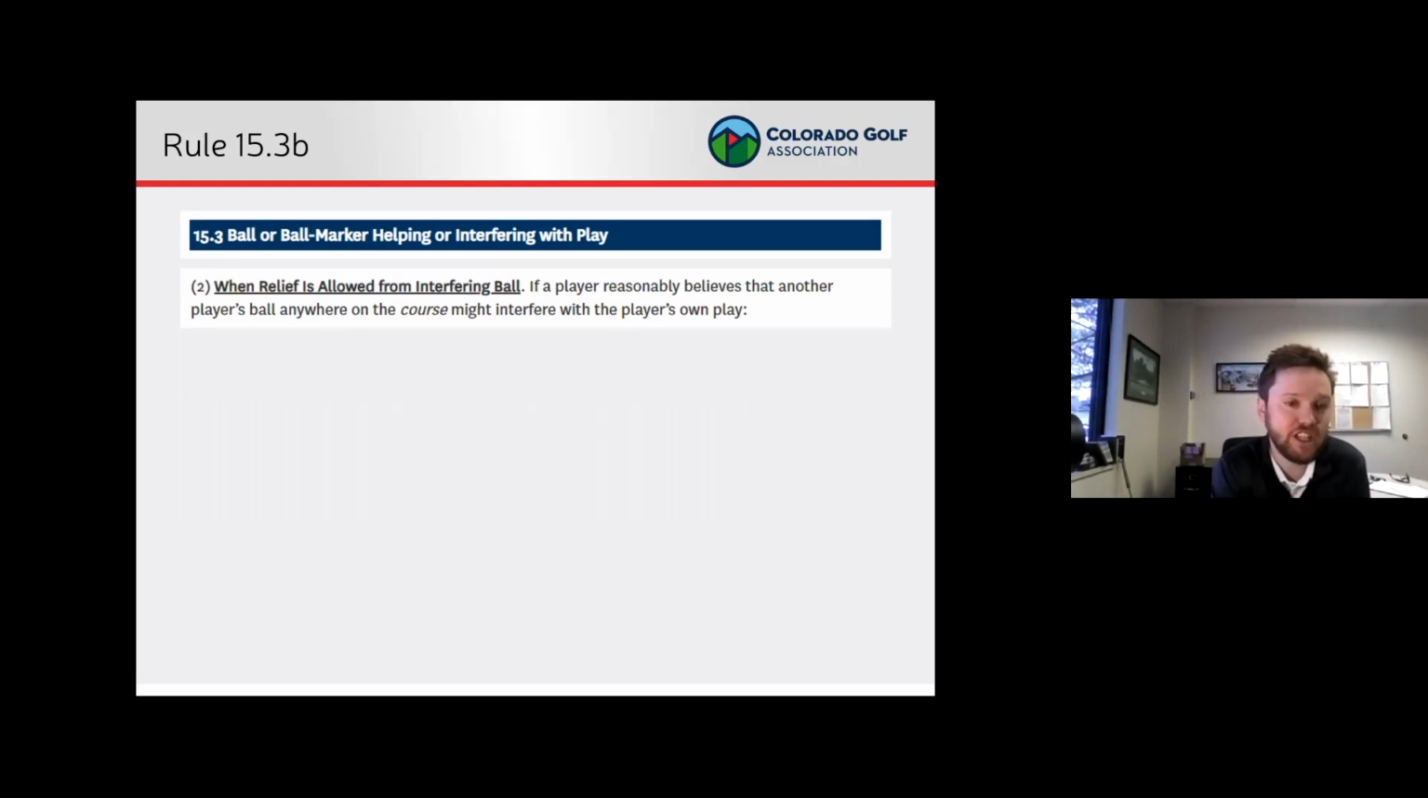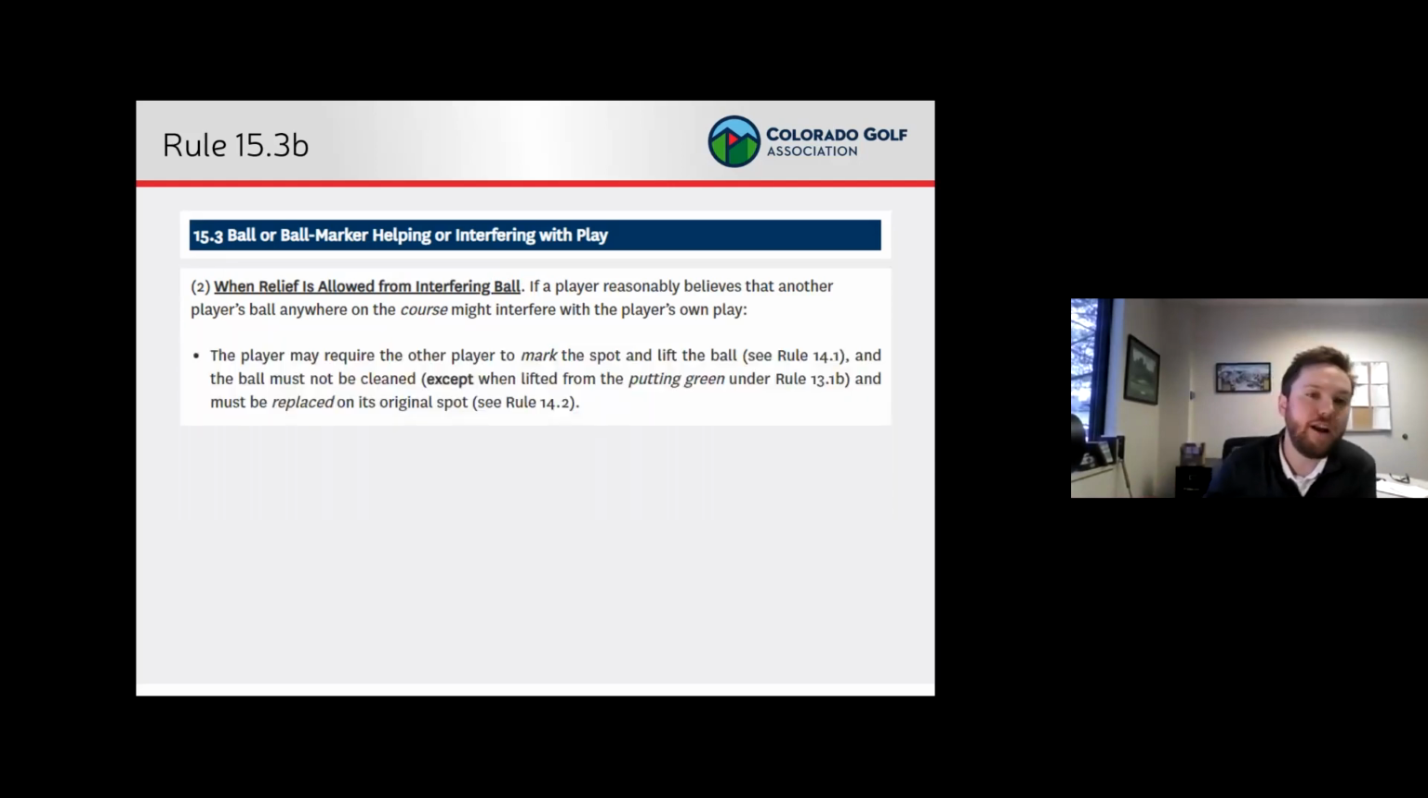So this is when relief is allowed from an interfering ball. So we just saw what interference means. Now we have interference when we get relief allowed. If a player reasonably believes that another player's ball anywhere on the course might interfere with the player's own play, the player may require the other player to mark the spot and lift the ball, and the ball must not be cleaned. This is one of those 4 exceptions you saw in Rule 14.